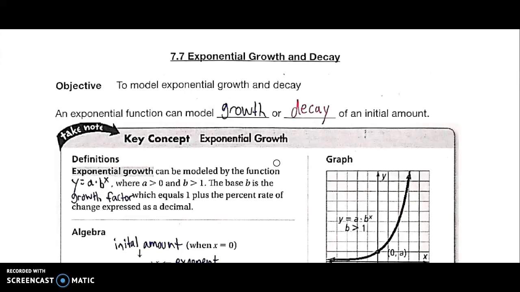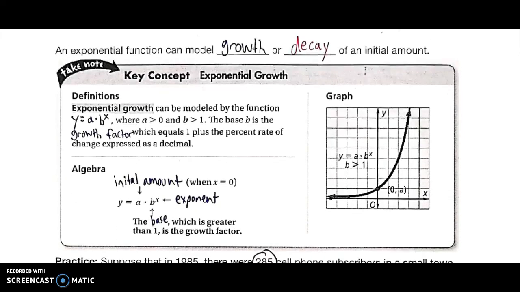We'll take a look back at that function itself. Exponential growth can be modeled by this function we've seen before, y equals a times b to the x. A has to be positive, and b has to be bigger than 1 if it's growth. The base b is what we call the growth factor, and it's going to be 1 plus the percent rate of change expressed as a decimal. If you're given the percent rate of change, we can find that. But we've seen that function before, a times b to the x.